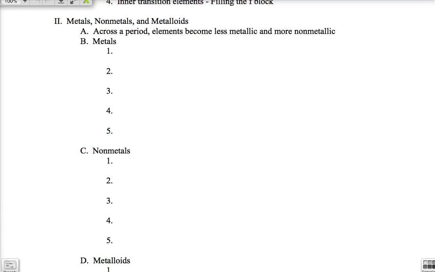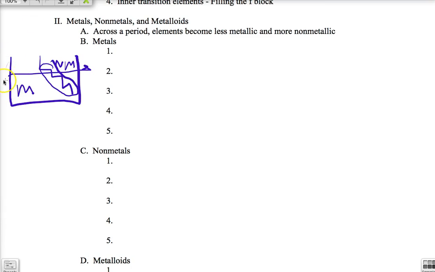Now, as you recall in our discussion from our colored periodic tables, if here is our periodic table, right? We had the staircase, right? These are our metals and these are our non-metals. Remember that? And what were the ones that are along the staircase with the exception of aluminum? Those were our metalloids. So as you go across a period, you transition from being all metals to being metalloids to becoming non-metals, okay? They become less metallic and more non-metallic.